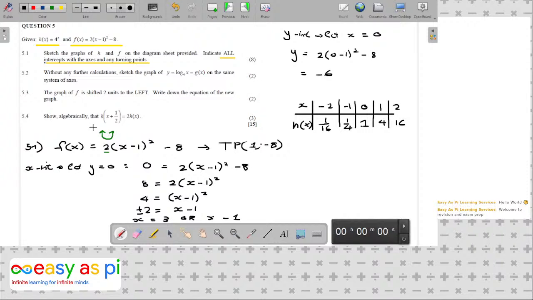Okay, so you're going to have a go at that. And then show algebraically that h of x plus a half is 2h of x. So 2 marks, 4 marks, and 3 marks, which is 7 marks in total. So I'll give you 5 minutes and begin.